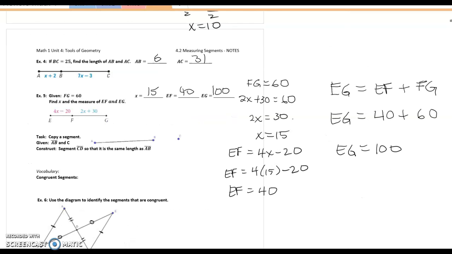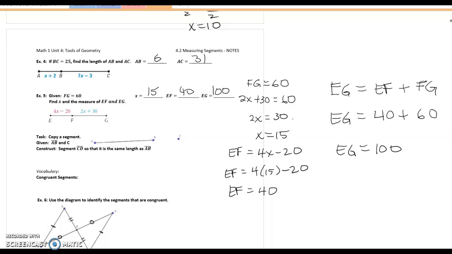All right, so now to find EG, I'm going to write the equation that EG is equal to EF plus FG. So do a little substitution. We get EG is equal to 100. Okay, so now these last two problems, I am modeling for you how I want you to do these on quizzes and tests. It's very important that you are very detailed on how you are setting up and solving for some of these problems.